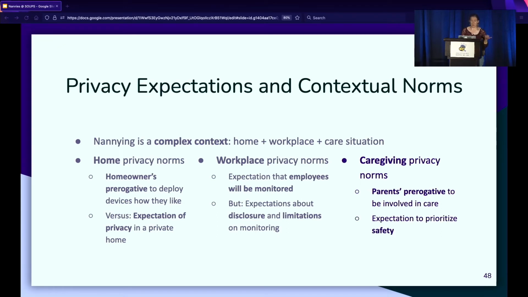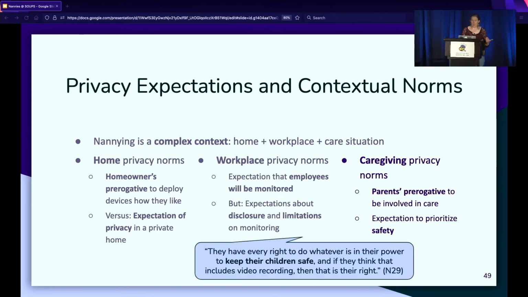Participants also mentioned norms of caregiving, including parents' prerogative to be involved in their child's care. Some participants viewed monitoring as more acceptable in the context of caregiving than other types of work because of the trade-off with children's safety. So Nanny 29 said they have every right to do whatever is in their power to keep their children safe.